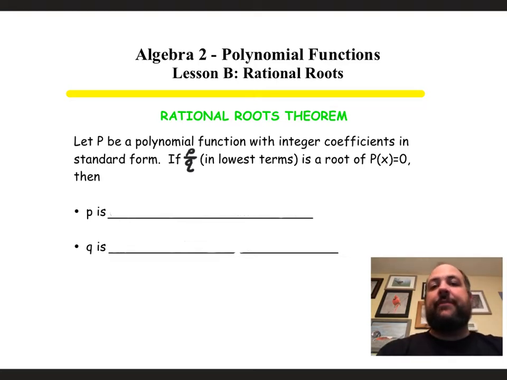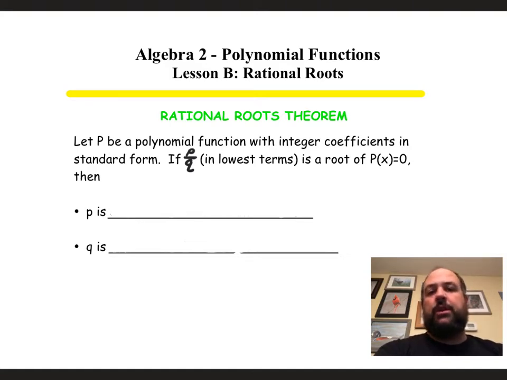Last week we talked about the factor and remainder theorem. And if you recall, both of those basically told us how to figure out whether a linear binomial was a factor of a larger polynomial function or not. And we used synthetic division and substitution in order to help us determine that.